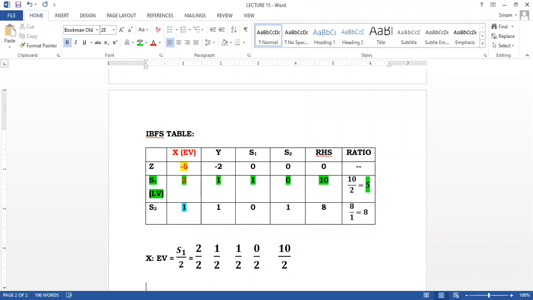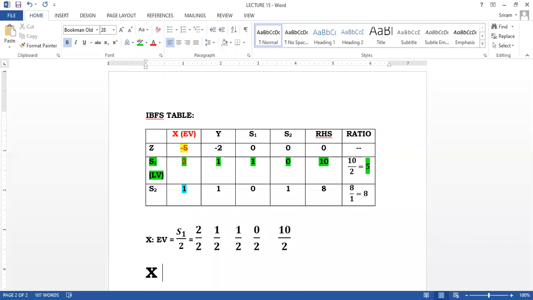Now I am going to simplify the corresponding numbers and check the value of X. 2 by 2 is 1. 1 by 2 is 0.5. 1 by 2 is 0.5. 0 by 2 is 0. 10 by 2 is 5. So what are we going to do now?